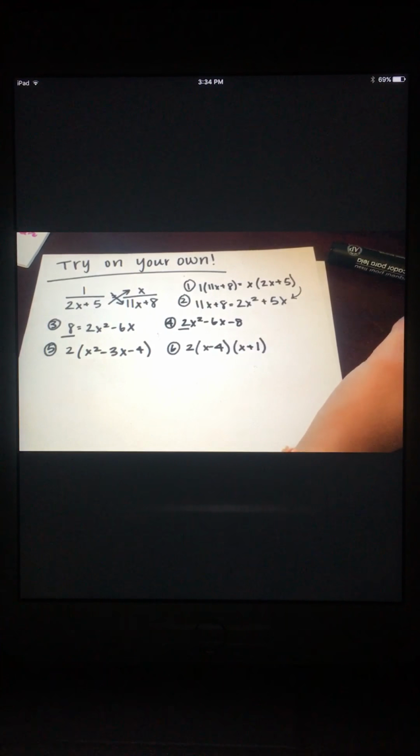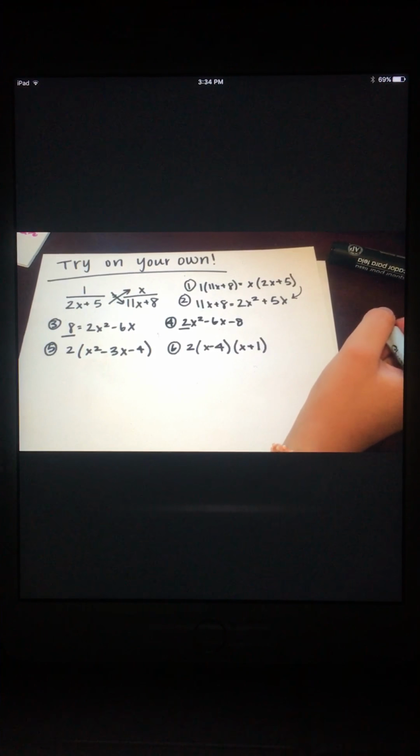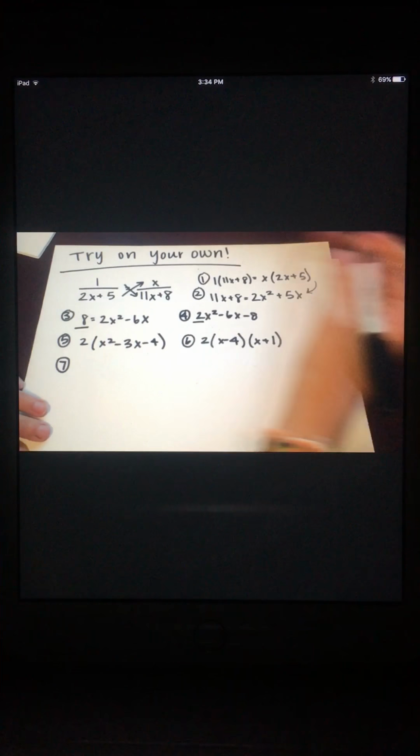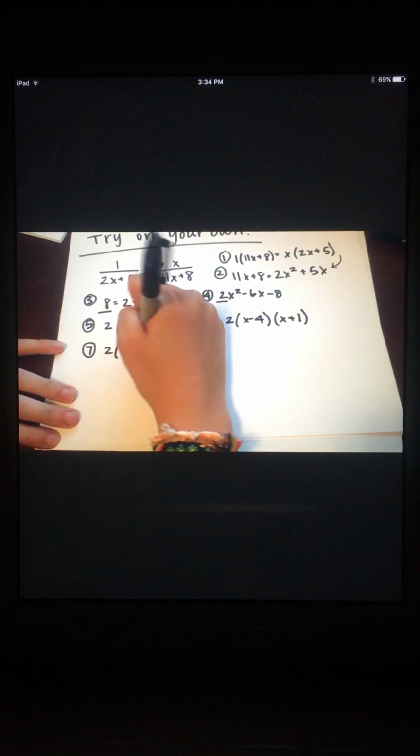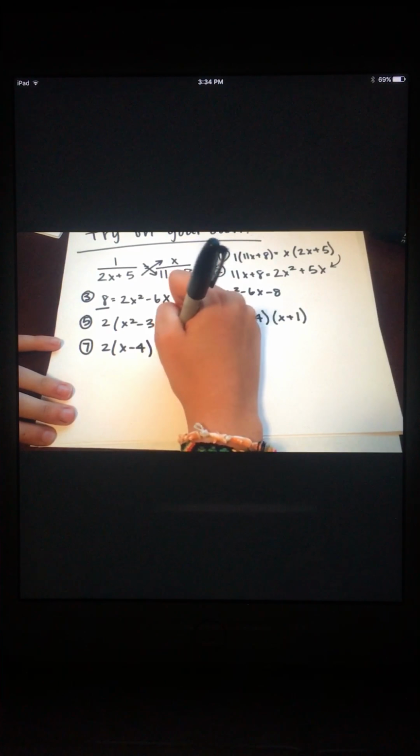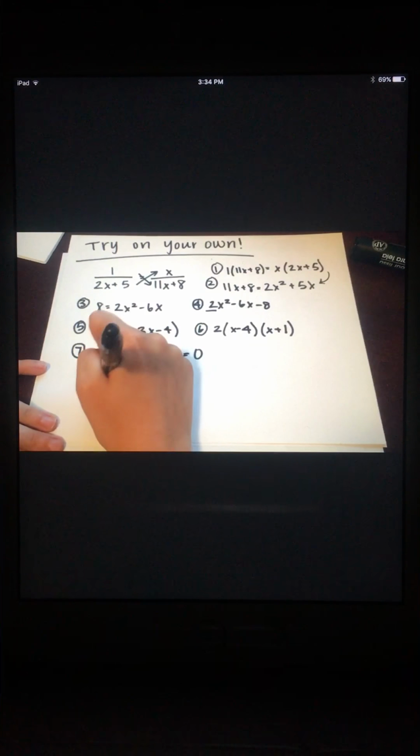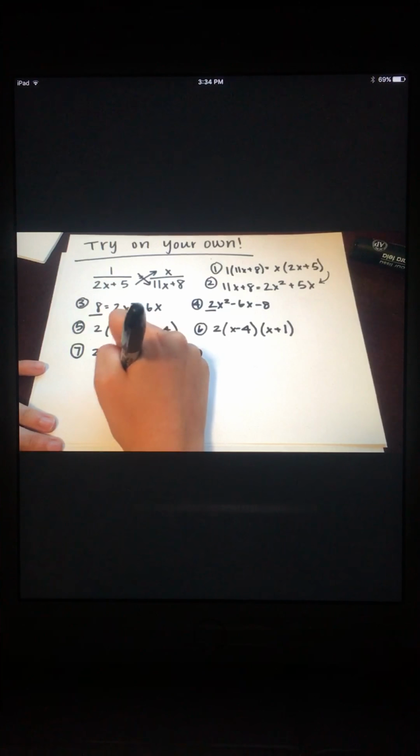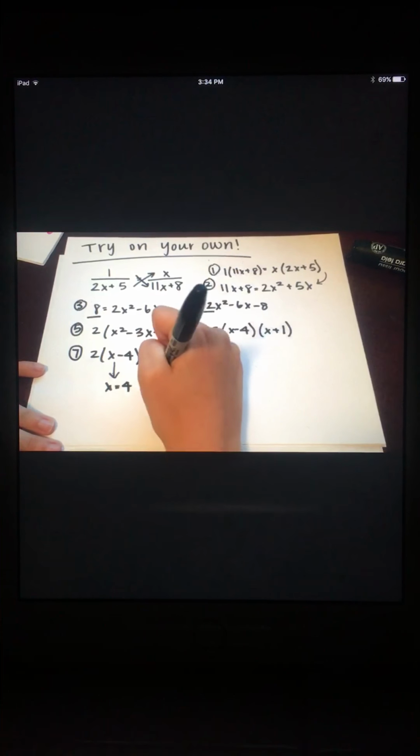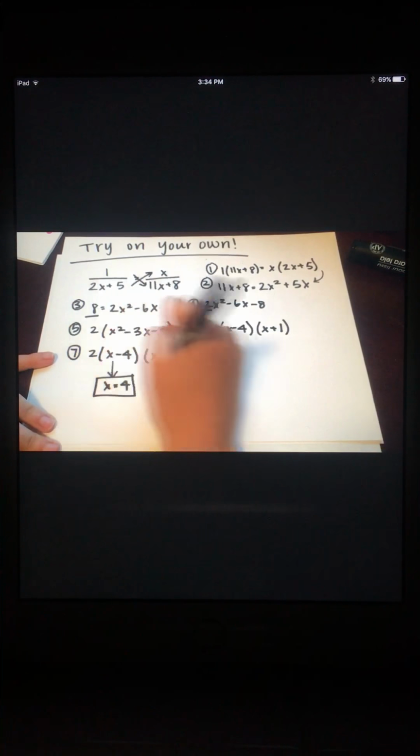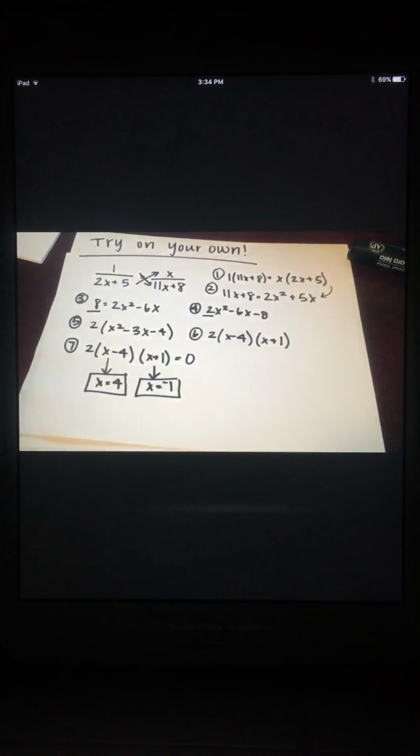Lastly, you'll set the equation equal, and you will solve. To set the equation equal, this is how you do it. Equals 0. Then, x equals 4, x equals negative 1. And those are your two answers you are left with.